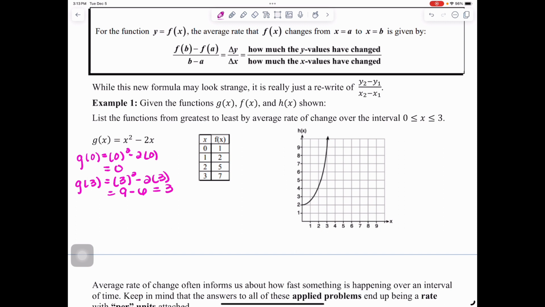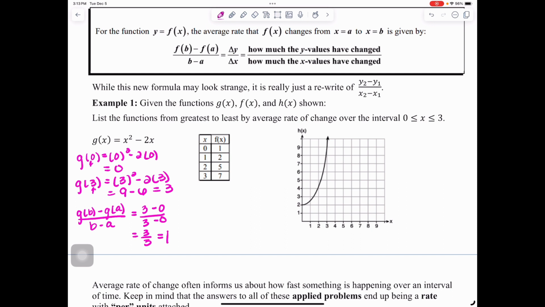So when we look at the formula above, the function's name was f. Here our function's name is g. So we're going to do g of the b value minus g of the a value all over b minus a. So you want to do basically that second value first. So you want to do g of 3, which is 3, minus g of a, which was 0, over the actual b value. So that was what was in the input part, right? So 3 minus 0 again. So that would be 3 over 3, which is 1. So the average rate of change for g of x is 1.